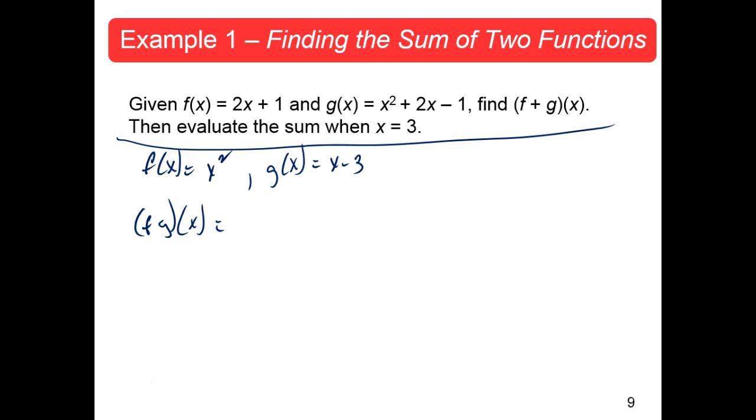The product of the two functions. That would be f of x times g of x. Okay, pretty simple. And what was your f of x? X squared. X squared times the g of x, x minus 3. And when you do that, what do you get? X cubed minus 3x squared. All right, that was pretty easy. That is the answer for the first part.